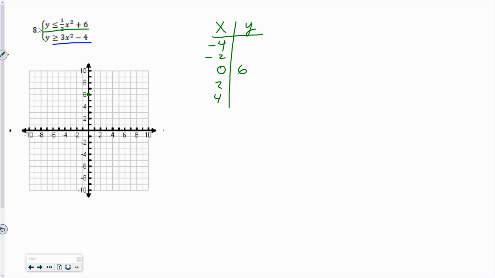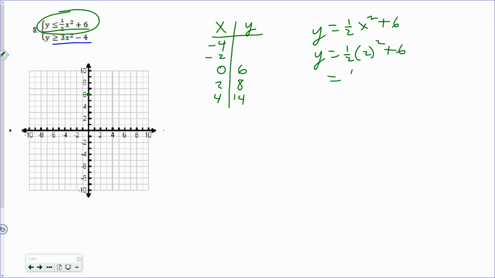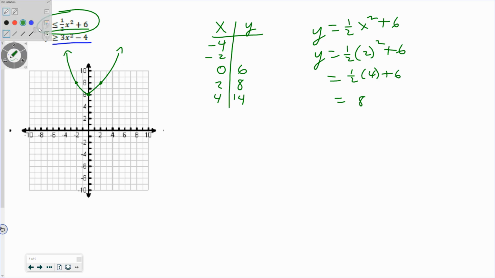So you plug in 2 into the function, you get 8. You plug in 4, you get 14. I'm plugging them into this function right here. So if y is 1/2 x squared plus 6, and you plug in a 2, that's how I'm getting 8. All right, so you can graph that 2, 8, and negative 2, 8. The 4, 14, all the other ones are too big. I'm not going to graph that.